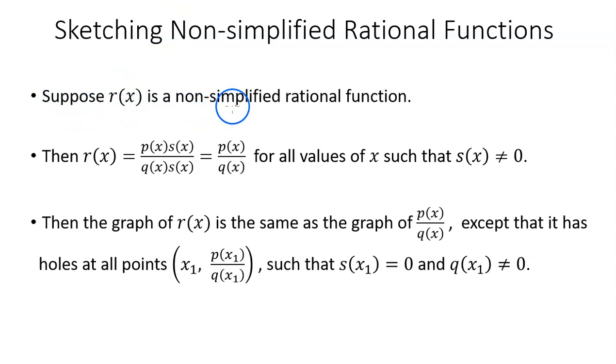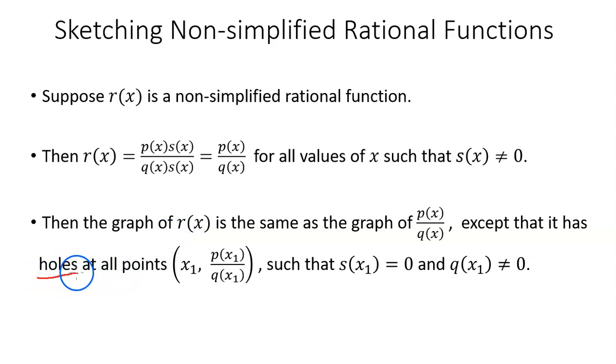If r of x is a non-simplified rational function, then that means that r of x is equal to p of x times s of x divided by q of x times s of x. And so it's the same as p of x divided by q of x for all of the values of x where s of x doesn't equal 0. So that means the graph of r of x is the same as the graph of p of x divided by q of x, except it has holes.